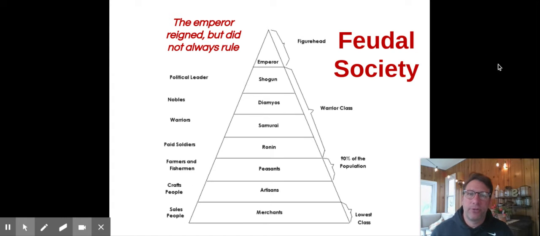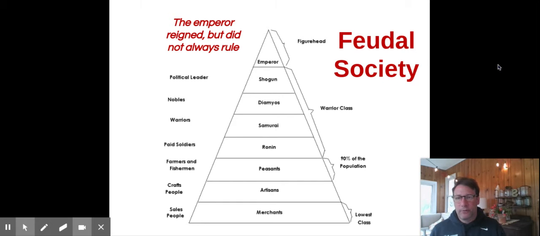So this is how the Japanese feudal society is set up. This is essentially the social pyramid top down, and there's a few major components that I want to point out here. So on the right-hand side, where it says feudal society, and we have figurehead, warrior class, 90%, and lowest class.